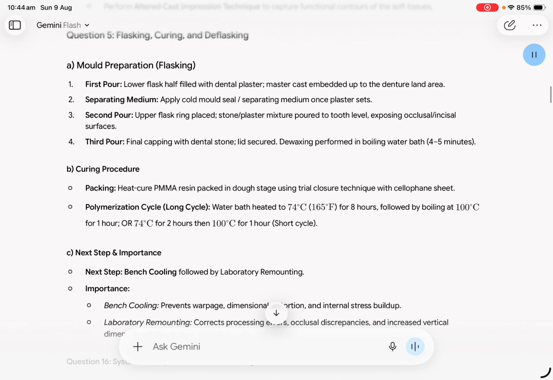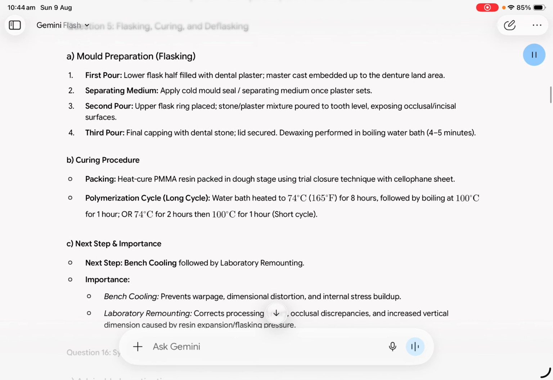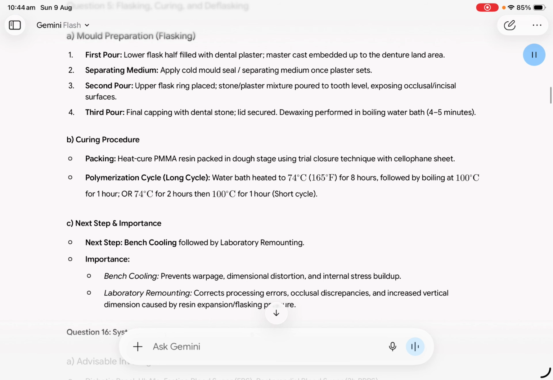B. Curing procedure. Packing. Heat cure PMMA resin packed in dough stage using trial closure technique with cellophane sheet. Polymerization cycle, long cycle. Water bath heated to 74 degrees Celsius, 165 degrees Fahrenheit, for 8 hours, followed by boiling at 100 degrees Celsius for 1 hour. OR 74 degrees Celsius for 2 hours, then 100 degrees Celsius for 1 hour, short cycle.